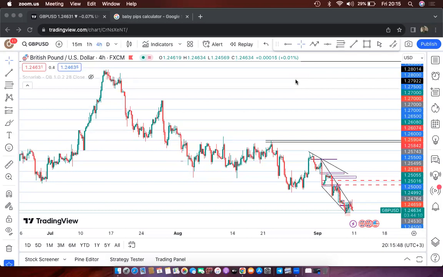Today we are going to be looking at what lot size we use on the trades that we take. I'm going to be teaching you guys how I easily find my lot sizes and what tool I use.